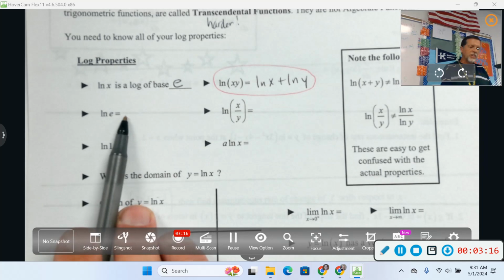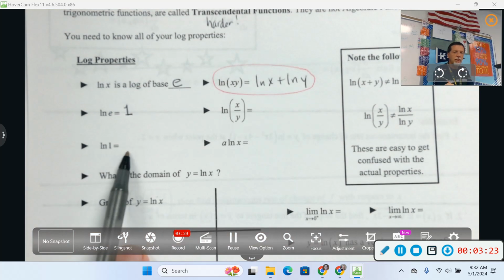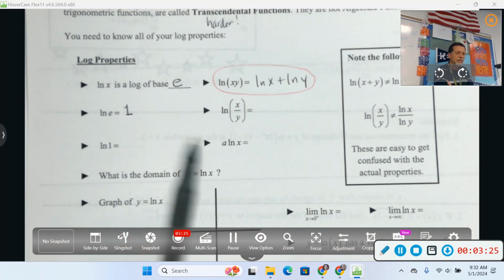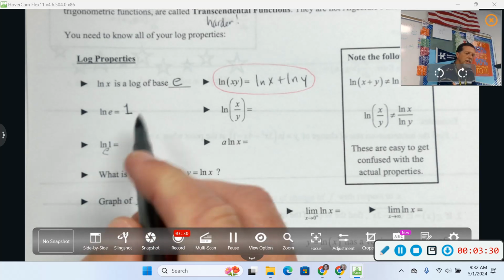How about natural log of e? What's that equal to? 1. And then while we're here, what's the natural log of 1? Remember, that means e to what equals 1? 0.